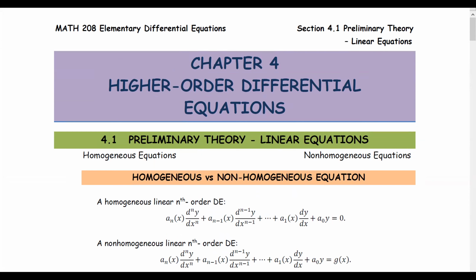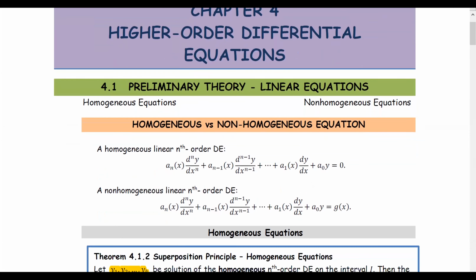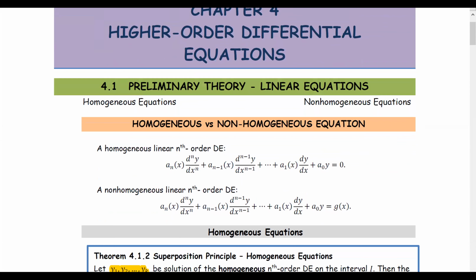Chapter 4, Higher Order Differential Equations. Section 4.1, Preliminary Theory: Linear Equations. A homogeneous linear nth-order differential equation is of the form: the sum of y and its derivatives on the left-hand side equals the right-hand side, which is 0. A non-homogeneous linear nth-order differential equation is of the form: the sum of y and its derivatives on the left-hand side equals a non-zero function of the independent variable on the right-hand side.